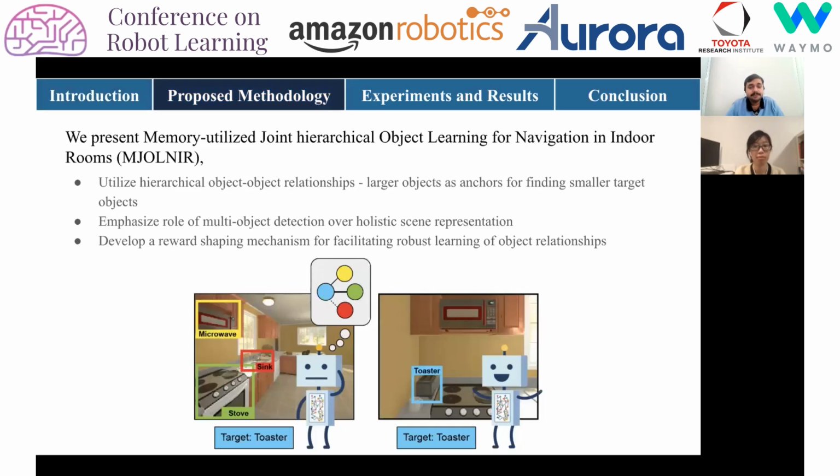In this work, we present MJOLNIR. The key features of our approach are, first, we utilize hierarchical object-to-object relationship information. Second, we show that by jointly reasoning about multiple objects in the environment, the noisy scene encoder problem can be overcome. Finally, we show that shaping the agent reward can help to correctly associate the prior memory with the current observation. As shown in the image below, once the agent can correctly associate the stove with a toaster, it can easily navigate to it.